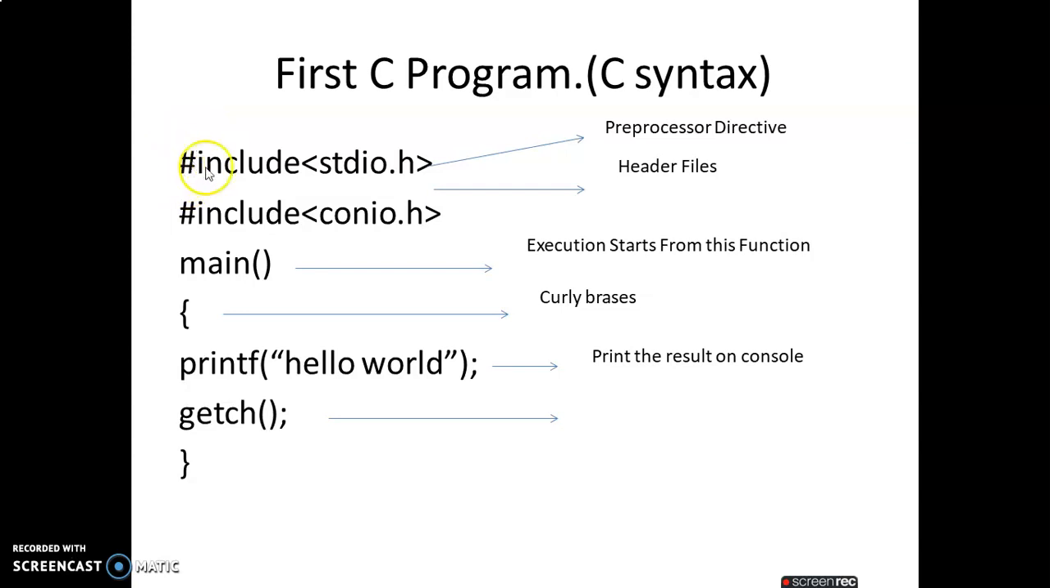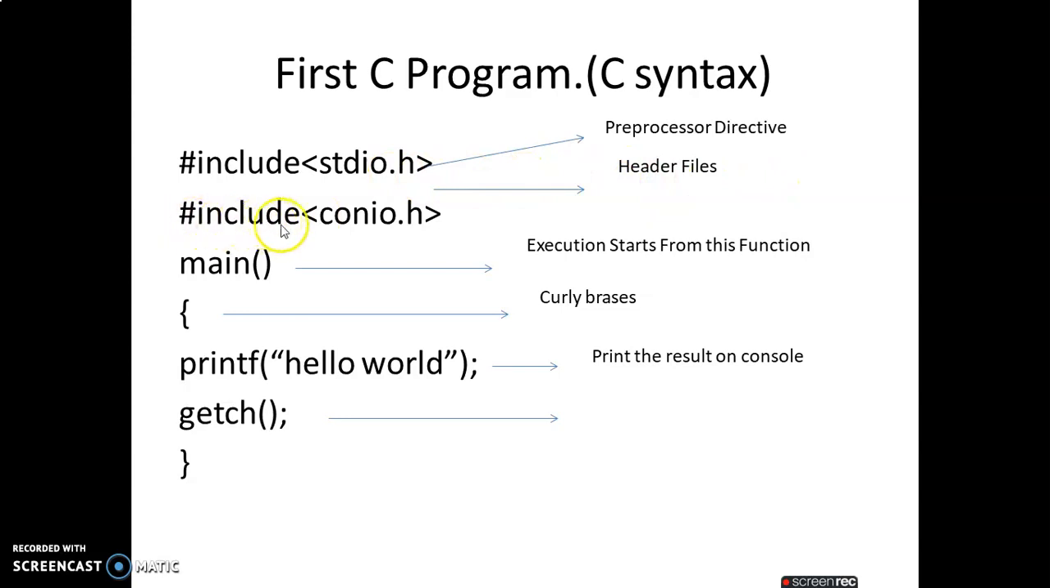That is the hash, then include, then this symbol, then stdio.h. This hash include is called a preprocessor directive. Hash is a preprocessor directive, and the preprocessor command hash include means we are including this file, stdio.h. .h means header file. stdio.h is a header file.